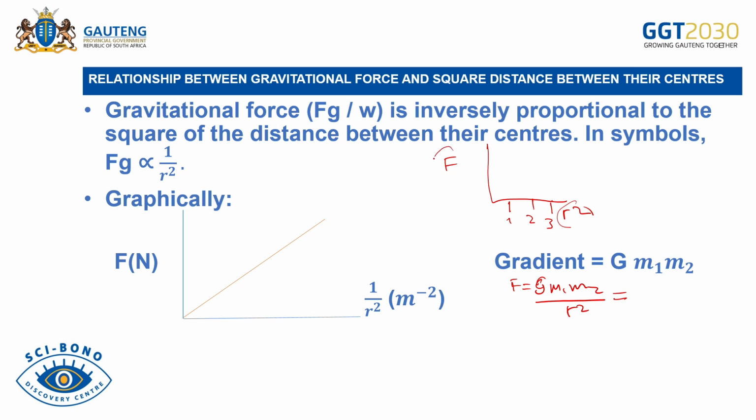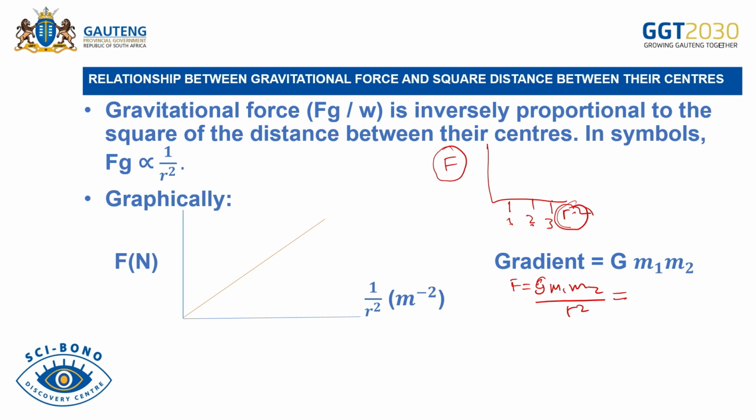So your dependent variable is F, your independent variable is R squared. That's what I have according to this graph. I'm not having R. If they ask you what the dependent variable is here, it should be force, which is F. What is the independent variable here? It's not R, which is the distance, but the square distance, your R squared. So this is your R squared, which is 1.